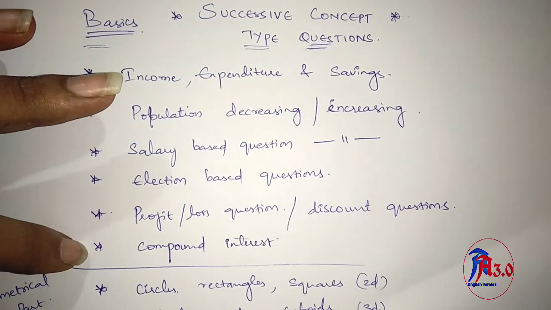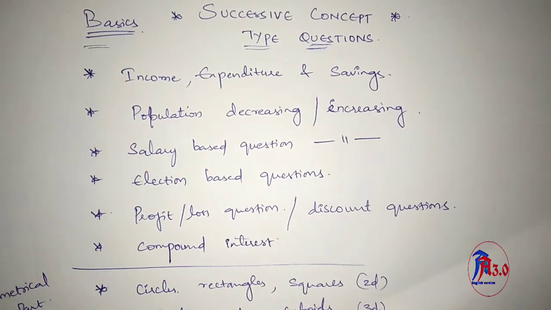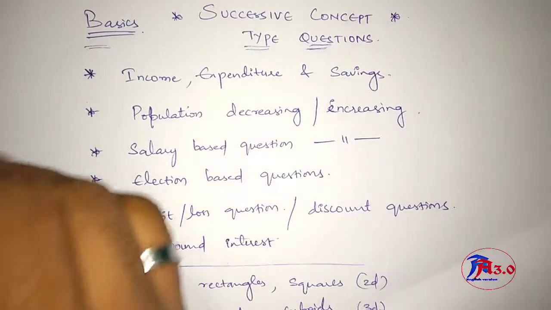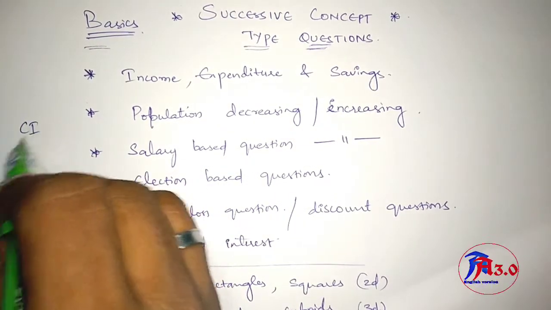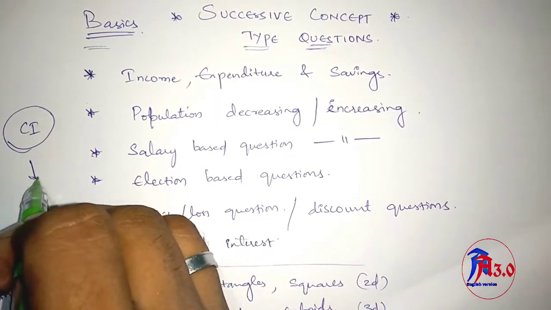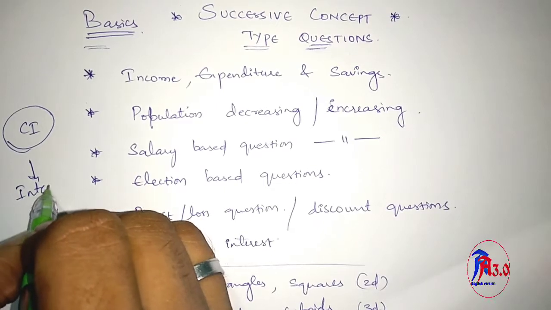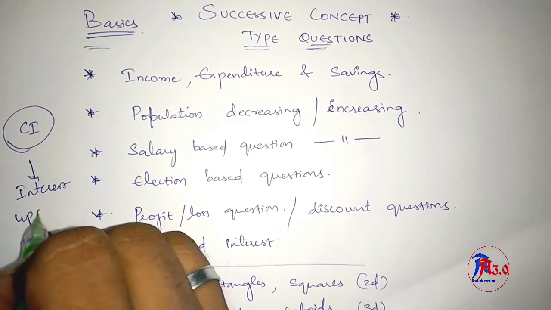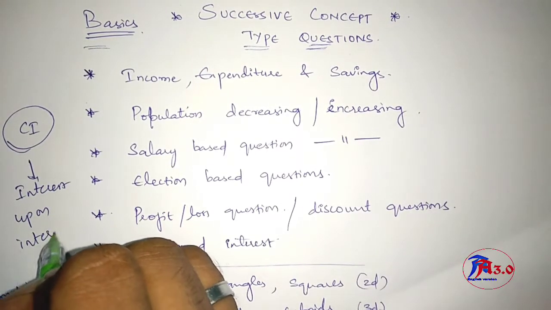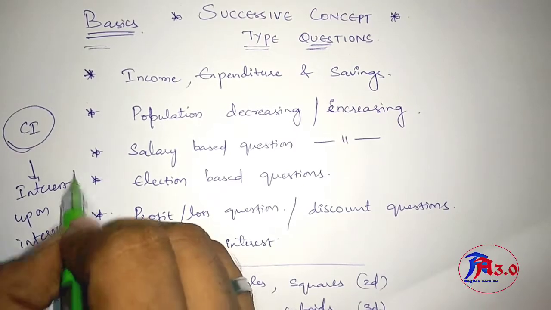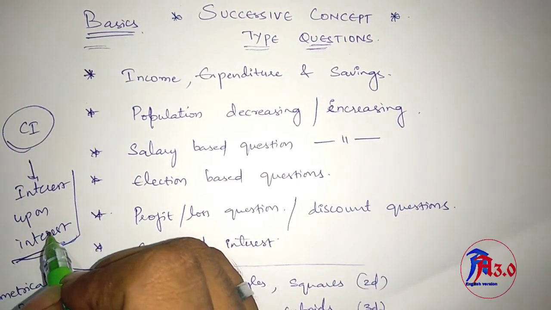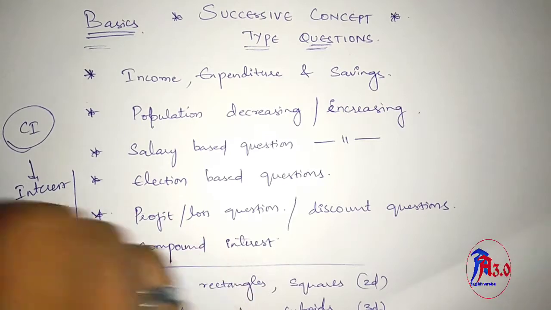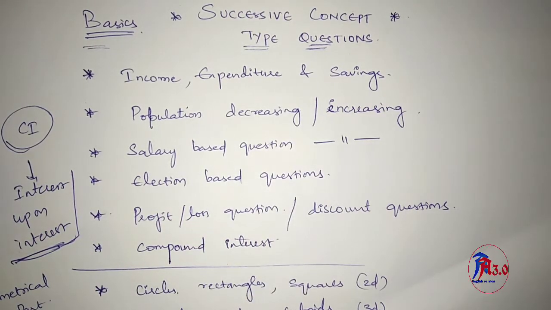And compound interest is mainly dependent on successive concept, because if you see compound interest, what is compound interest? Actually, interest upon interest. So what does it mean? It means this interest is going on successively. So you have to understand these type of concepts first of all.